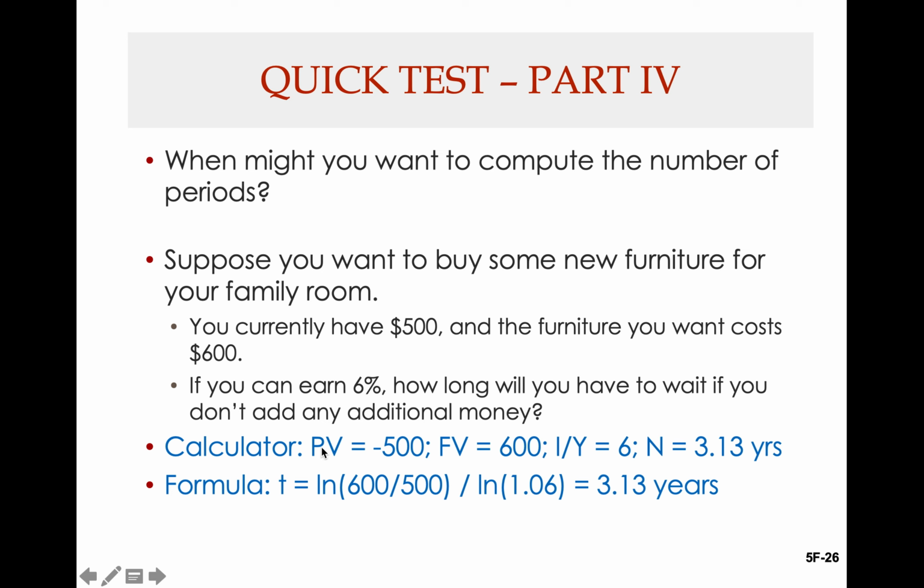If you use the calculator, our present value is negative $500, so we're putting it into a bank that will pay 6% interest. I know that I want to get $600 eventually. How long do I need to hold my money on this account? I need to hold it for 3.13 years. I will get the same answer by using either the calculator or the formula.